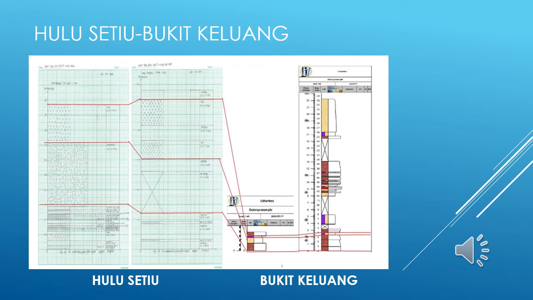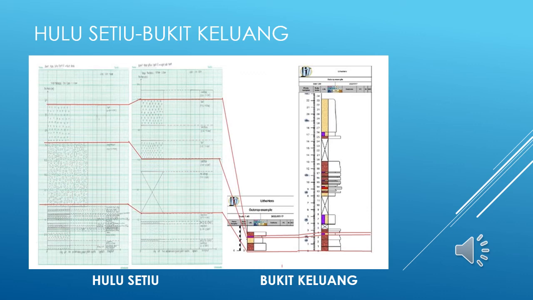During fieldwork, there was tuff in the outcrop at Hulu Setiu. The same tuff was found at Bukit Keluang. Although having a different depositional environment, the presence of tuff indicates that both outcrops were influenced by volcanic activities. Presence of conglomerates with similar characteristics also suggests that these outcrops are lithologically related. However, there were no fossils found to prove that these two outcrops formed at the same time.